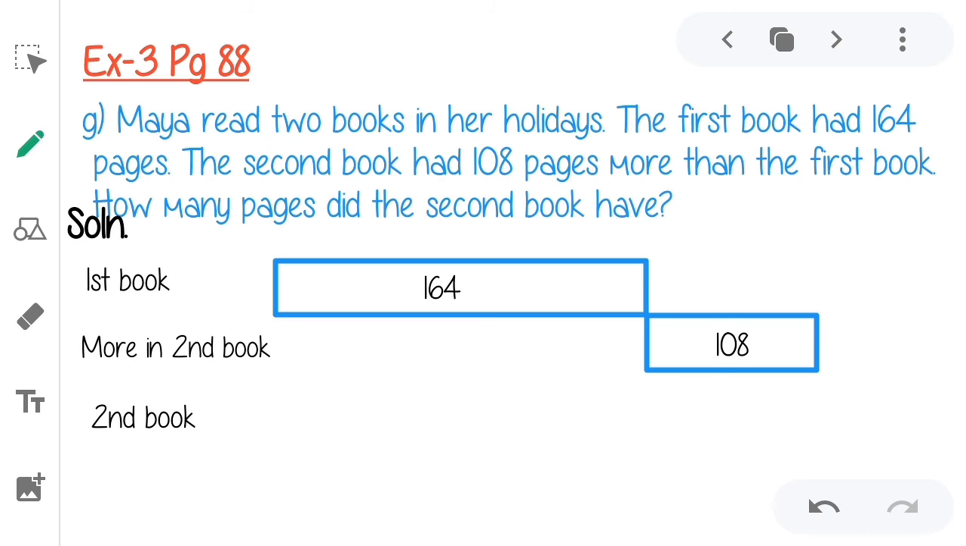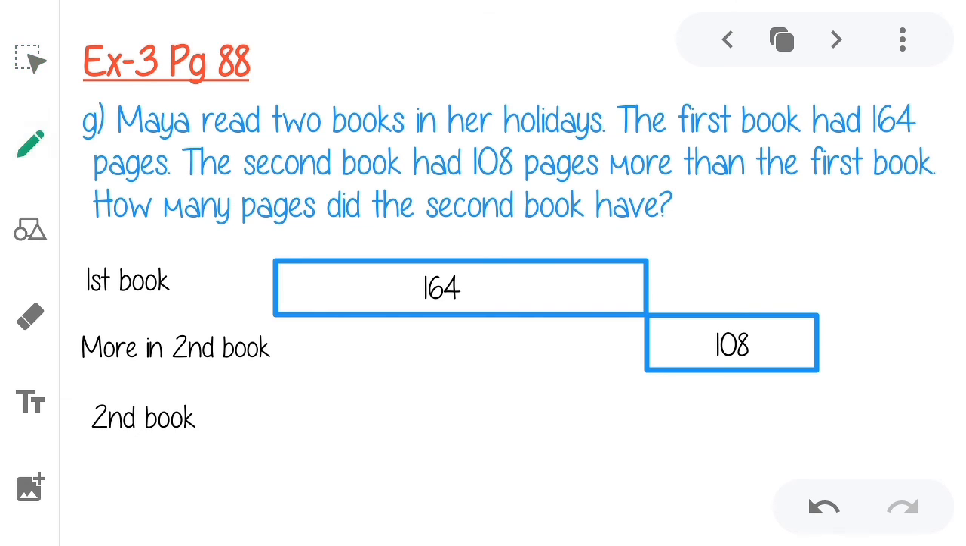We have this question from page number 88 of your maths time book from exercise 3. We will solve the G part. The question says, Maya read 2 books in her holidays. The first book had 164 pages. The second book had 108 pages more than the first book. That means in the second book there are 108 more pages than the first book. So how many pages did the second book have?